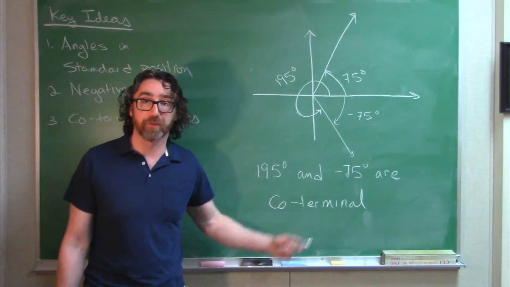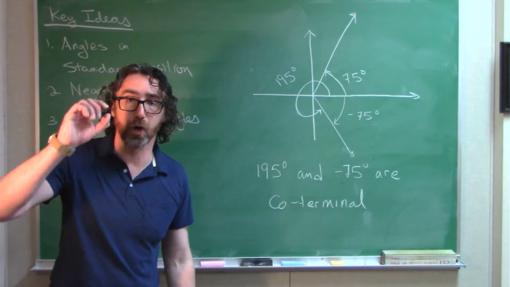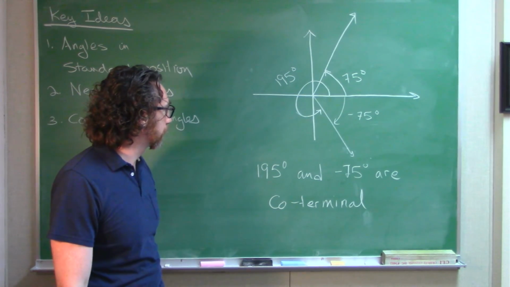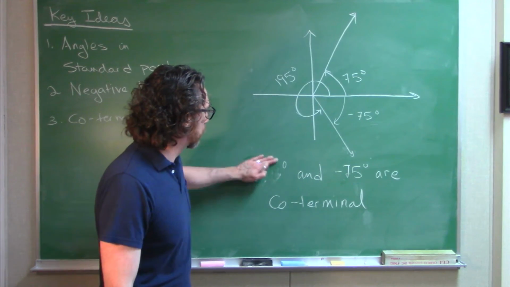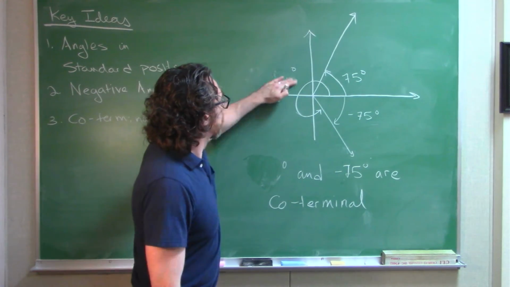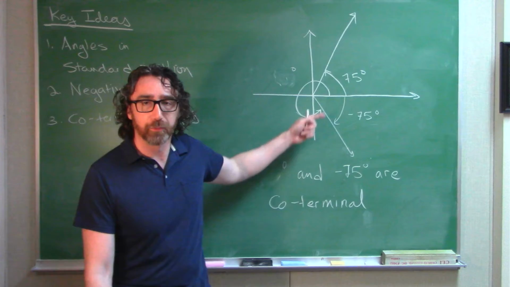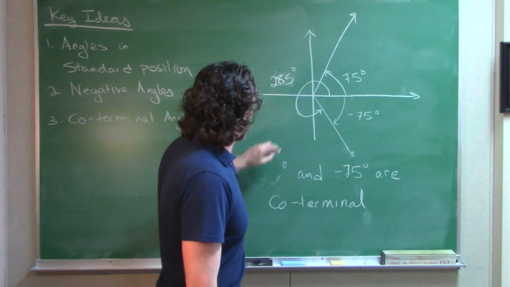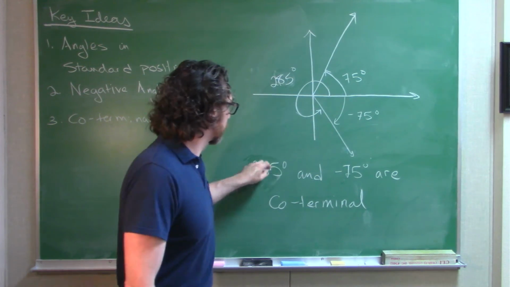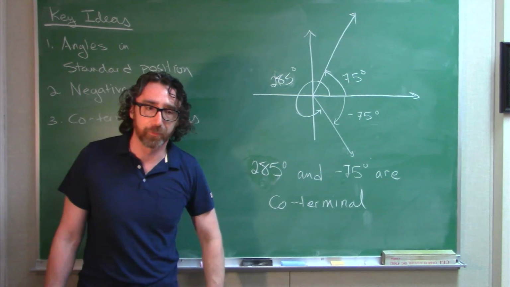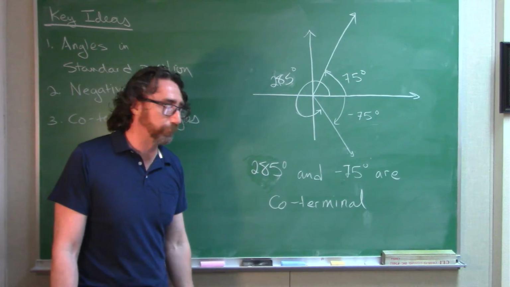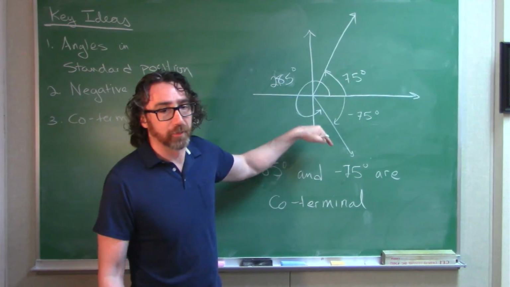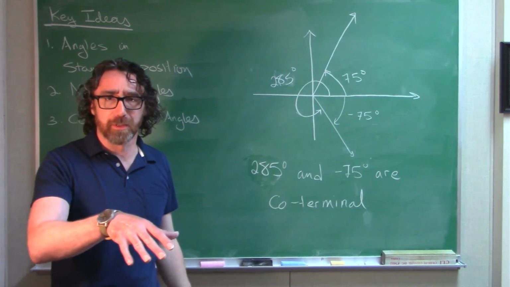195 and negative 75 are coterminal angles. Nope. Yeah. That is wrong. It's not 195 degrees, that's 270 plus 15. 285 degrees. And negative 75 degrees are coterminal. Okay. So there's two ways to get to this place. In fact, there's infinitely many ways.